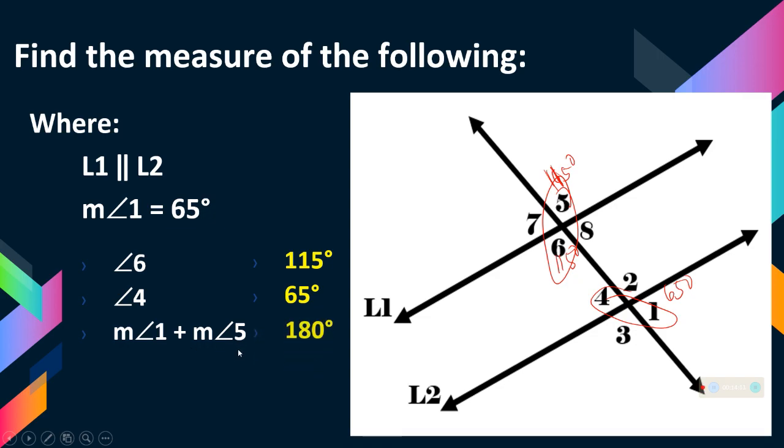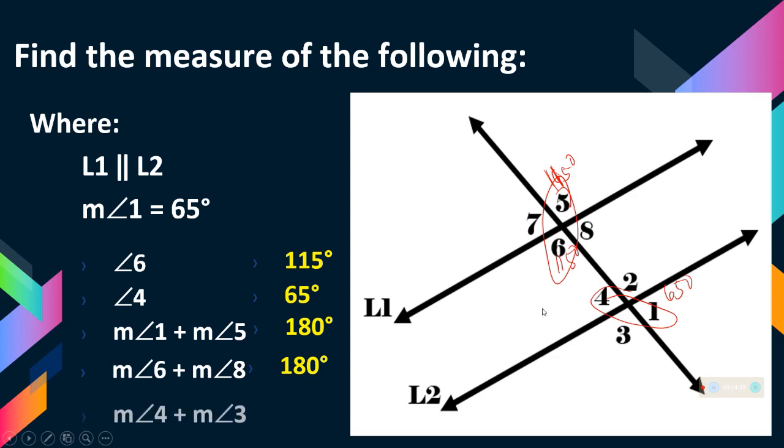Okay, so that is equal to 180 because they are same side exterior angles. Again, same side exterior angles are supplementary. How about the measure of angle 6 plus the measure of angle 8? This will be equal to 180 degrees. Why? Because they formed a linear pair.